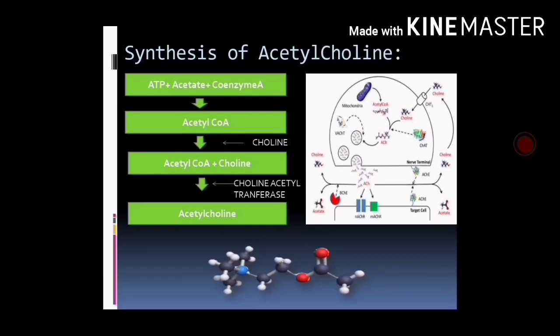In the mitochondria, there occurs a reaction between ATP, acetate and coenzyme A to form acetyl-CoA. This acetyl-CoA, after its formation in the mitochondria, travels into the axoplasm. At the same time, choline enters into the axoplasm through the axonal membrane. And there occurs another reaction between acetyl-CoA and choline in the presence of the enzyme choline acetyltransferase to form acetylcholine.